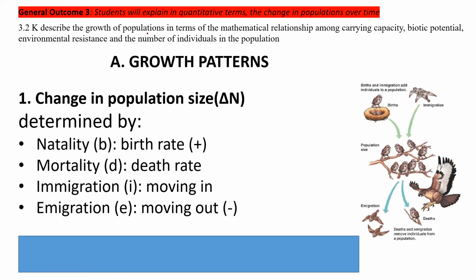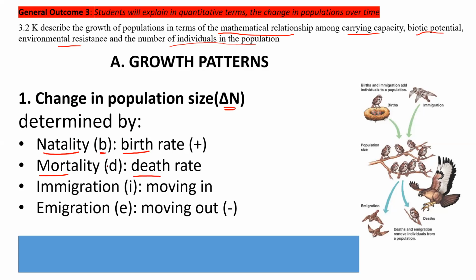Okay, describe growth pattern populations in terms of mathematical relationships among carrying capacity, biotic potential, environmental resistance, and number of individuals in a population. Well, with growth patterns, the first calculation you're going to do is calculate the change in numbers. That's determined by the births. So natality is another term for birth. So in French, nat means birth. In French, mort means death.